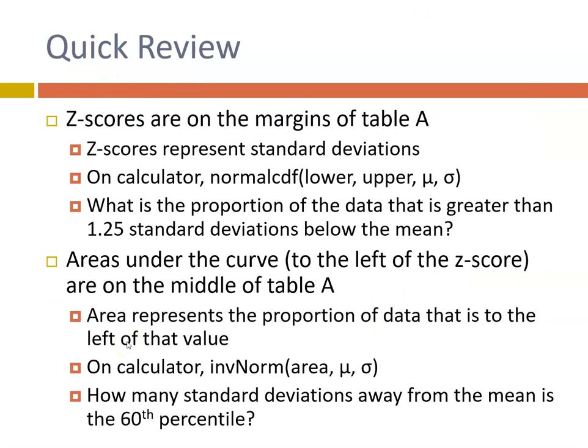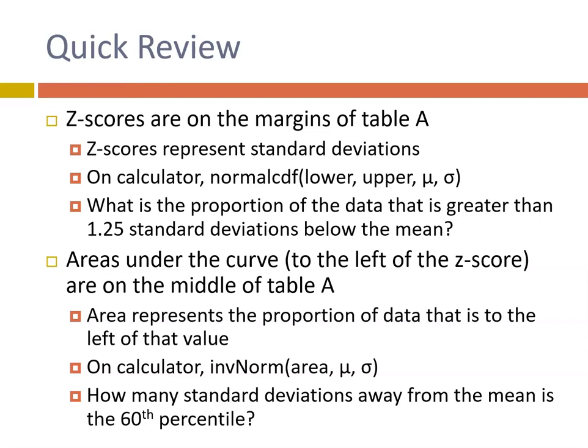All right, a quick review on z-scores. Z-scores are on the margins of that Table A. Z-scores represent standard deviations; we learned that in the first section. When you're putting it in the calculator, those are the four things we do for normal CDF, and it answers the type of question, what proportion is greater than this. Areas under the curve to the left of the z-score are in the body of the table. That's what we just talked about with that inverse norm idea. So the area represents the proportion that's to the left.